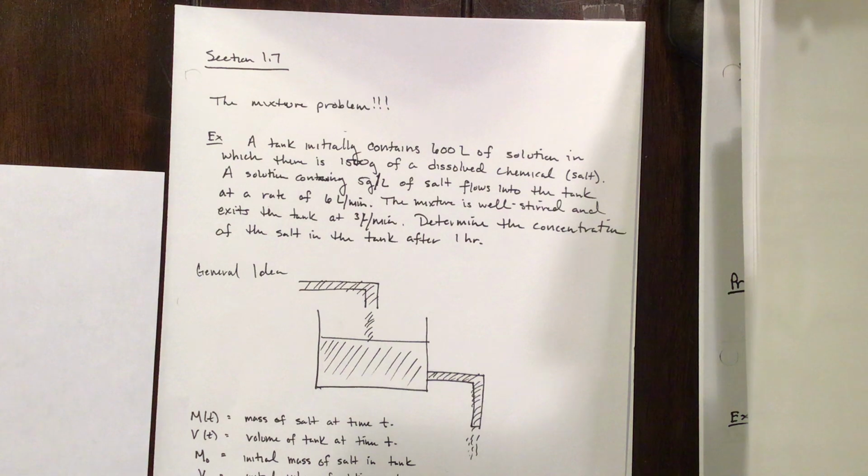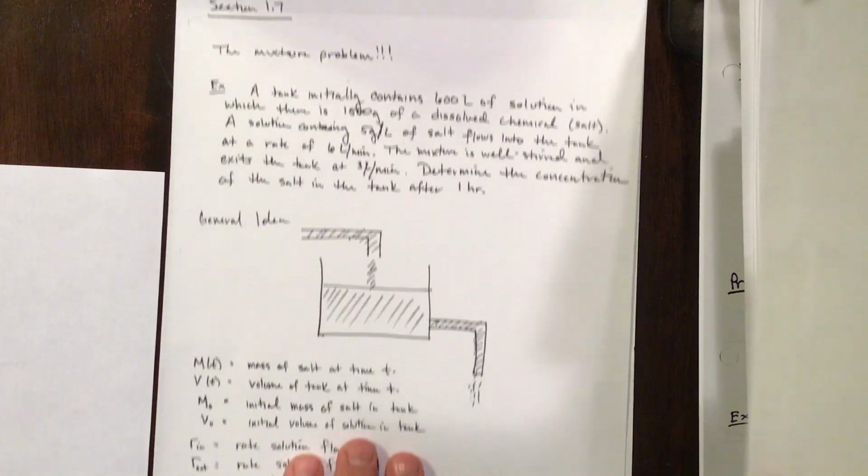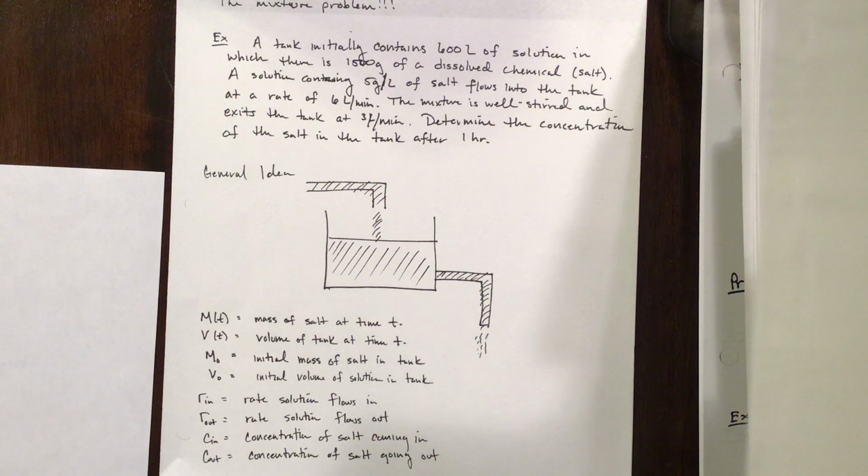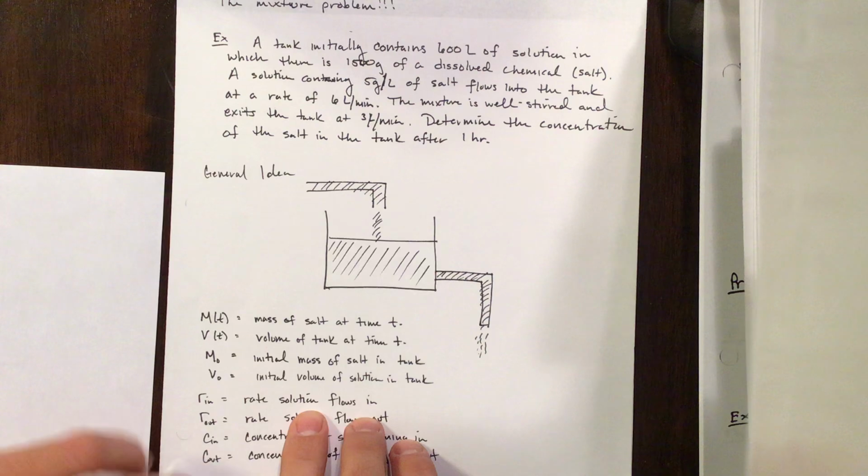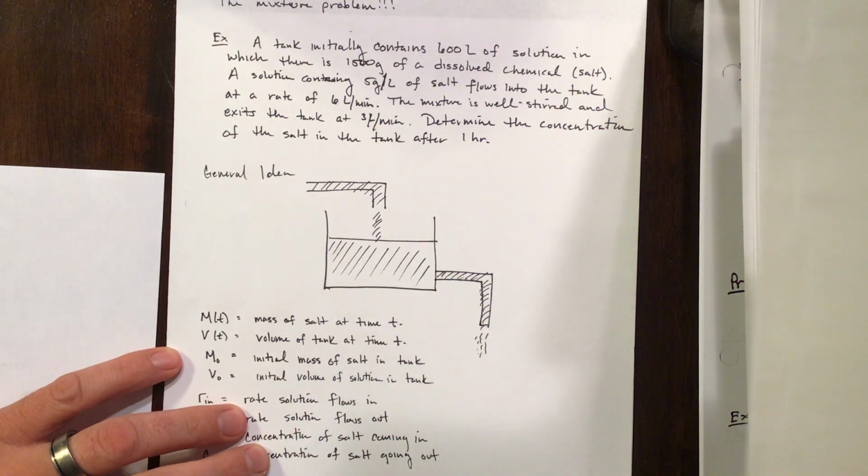More or less the problems that we're going to look at today all have the same basic setup, and it goes a little bit like this. A tank initially contains 600 liters of a solution in which there's 1,500 grams of a dissolved chemical. We can call it salt. A solution containing 5 grams per liter of salt flows into the tank at a rate of 6 liters per minute. The mixture is well stirred and exits at 3 liters per minute. Determine the concentration of salt in the tank after an hour.